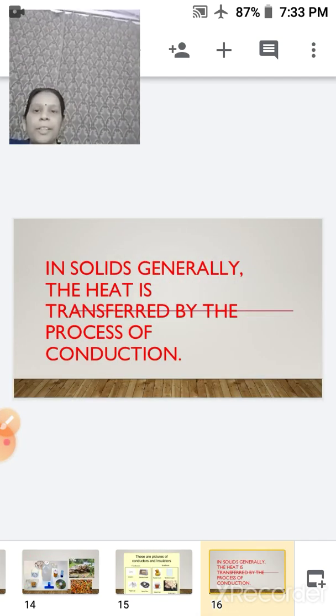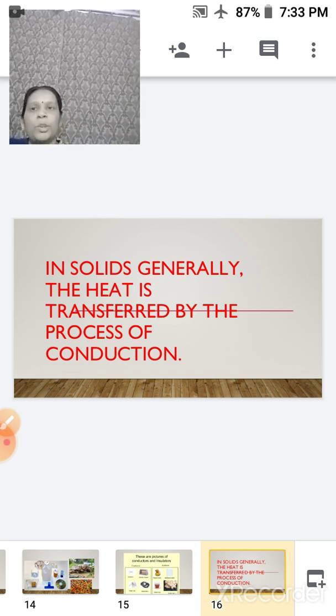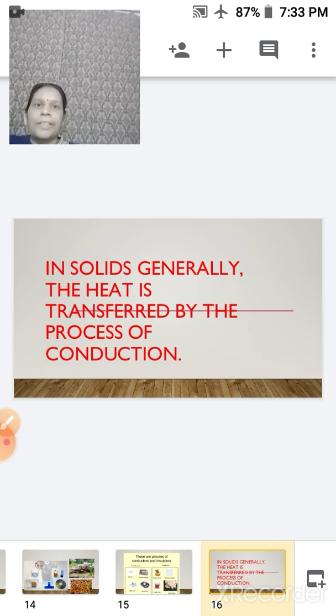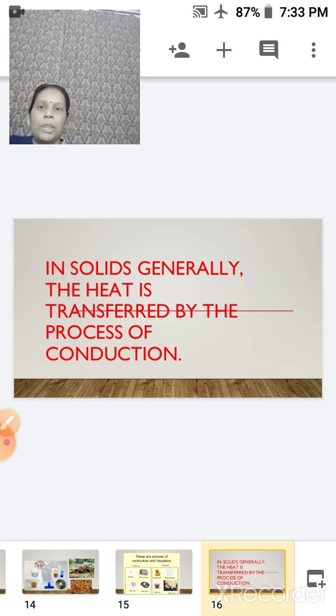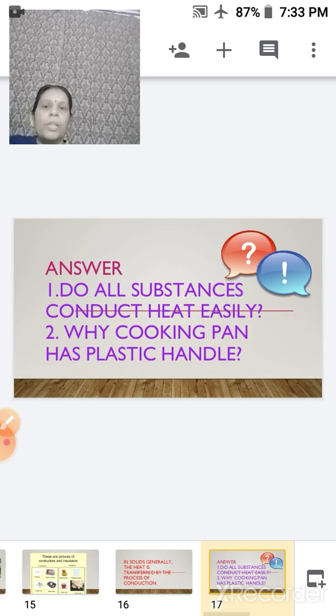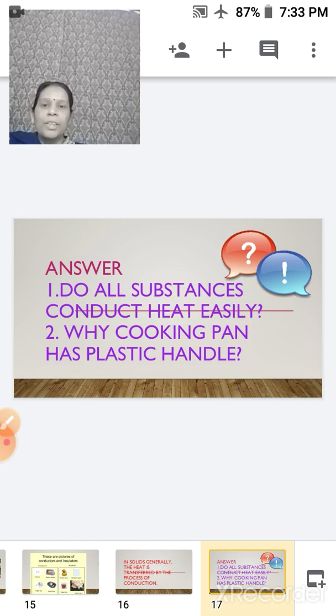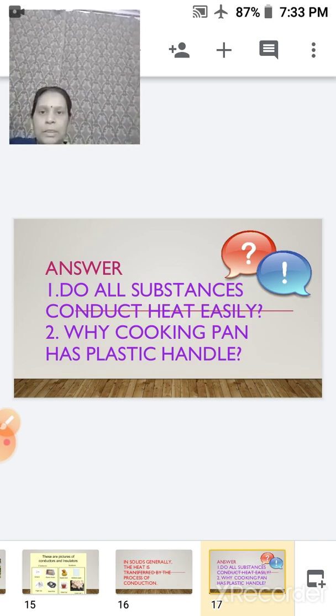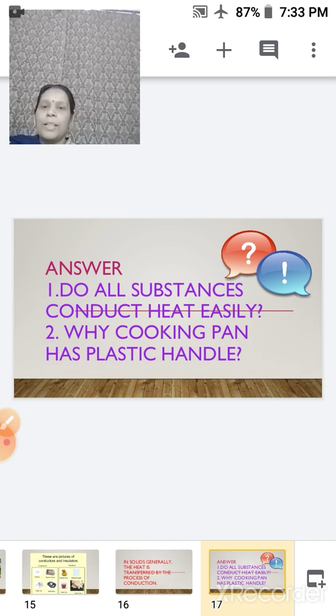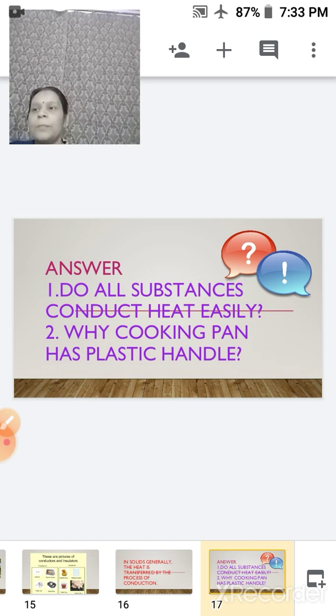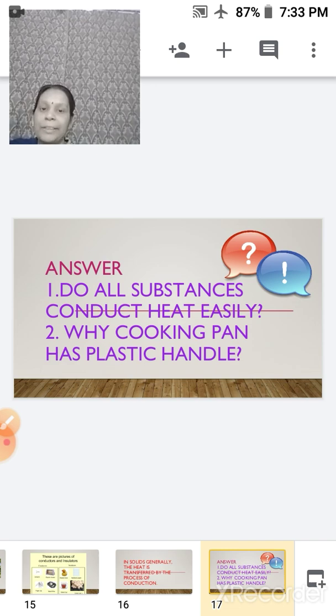So, in solids, generally the heat is transferred by the process of conduction. As I told you in the beginning, the conduction process takes place only in your solids. It doesn't take place in your liquids or in the gaseous form. So, here there are two questions. Do all the substances conduct heat easily? Second, why does a cooking pan have plastic handles? Children, before answering these questions, again I will go through a few of the points so that it will make the topic very clear to you.